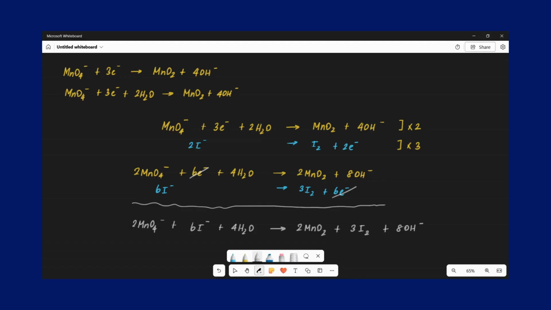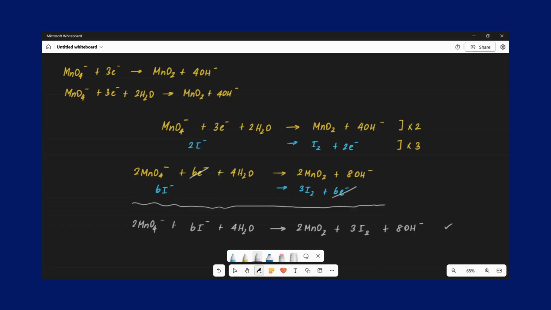Now let us look at whether everything is balanced or not, just as verification. 2 manganese, 2 manganese. There are 6 iodine, 6 iodine. There are 8 hydrogen, yes, 8 hydrogen. There are 8 plus 4, 12 oxygen, and 4 plus 8, 12 oxygen. So you got a balanced equation.